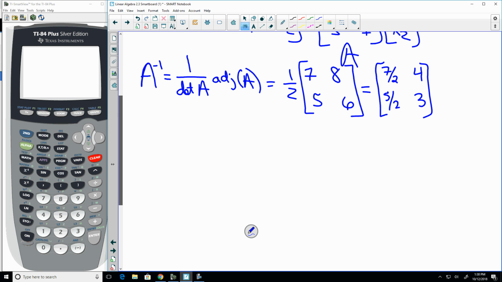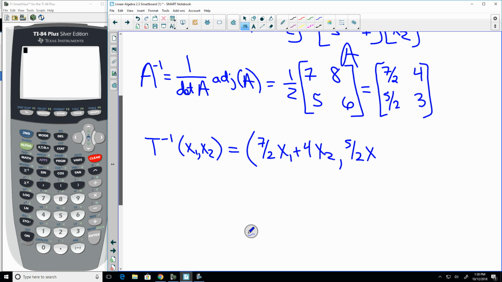So now I'm going to write T inverse. So 7/2 x1 plus 4x2 and 5/2 x1 plus 3x2. So that's my inverse transformation. That'll reverse whatever T does.